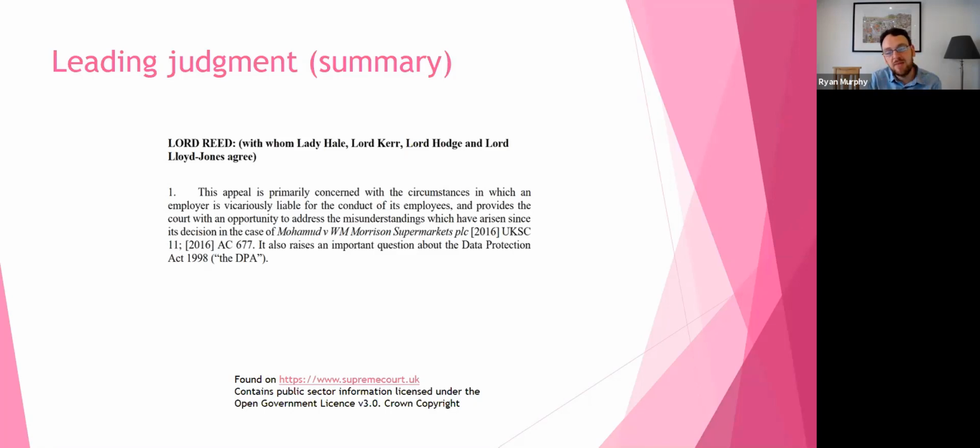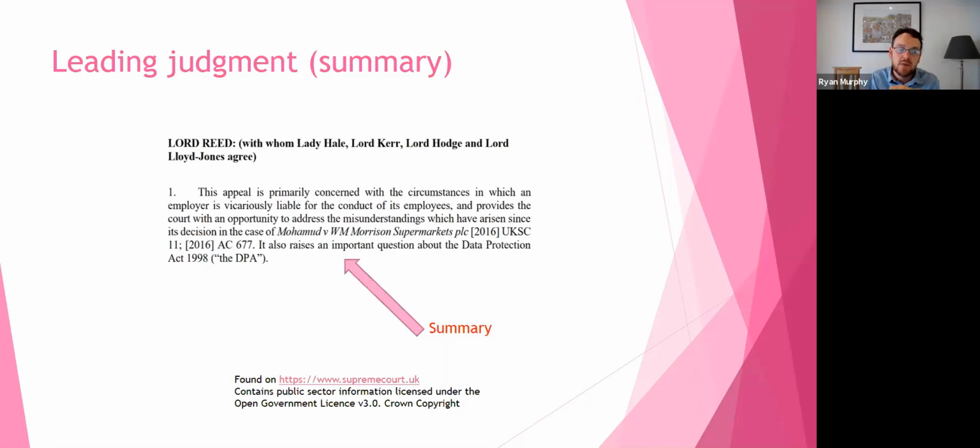So that's the concept of the lead judgment, that it also contains a summary of, or it can contain, and this is where judicial preferences come into it a little bit, it can contain a useful summary of the case. So always read the opening paragraphs of the lead judgment, because it will tell you what this is about. So it tells you this appeal is primarily concerned with the circumstances in which an employer is vicariously liable for the conduct of its employees.